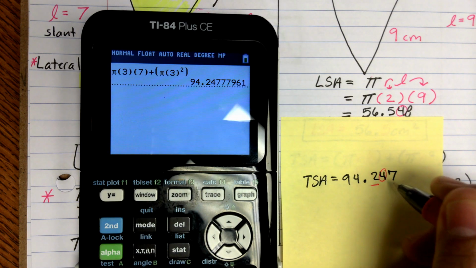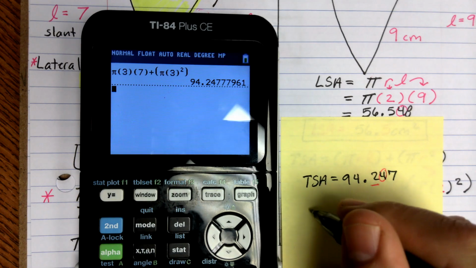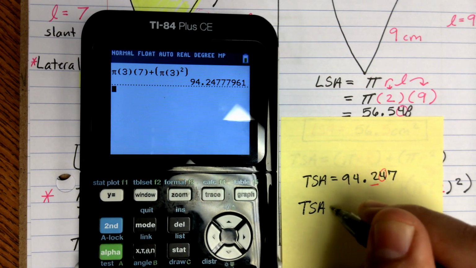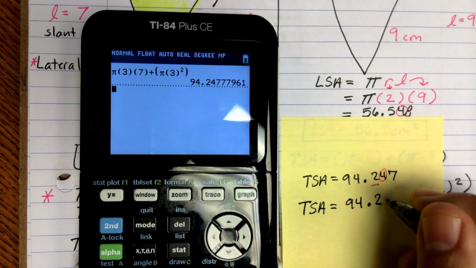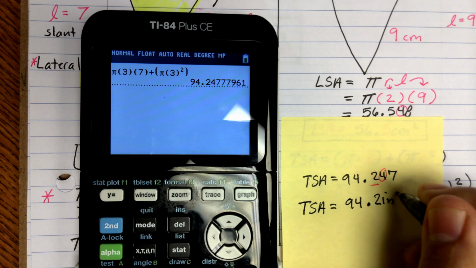And notice this is 4 or less, and write 4 or less, let it rest. So our final answer for the total surface area is 94.2 inches squared.